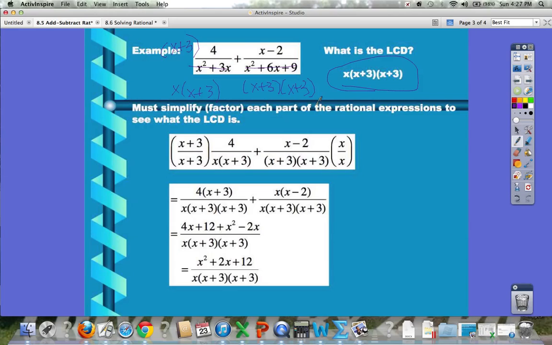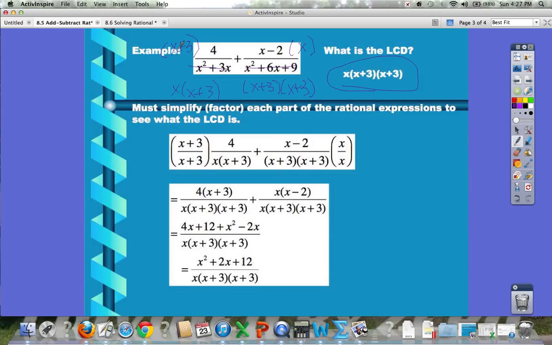Okay? Over here, I have the 2x plus 3's. What else do I need? I need an x, so I'm going to multiply the top over here by just the x. The LCD is going to be the whole thing, x times x plus 3, x plus 3. Okay, that's all across the bottom. That will be your bottom in your answer. Not parts, but all of it.